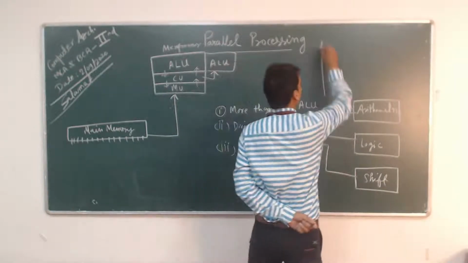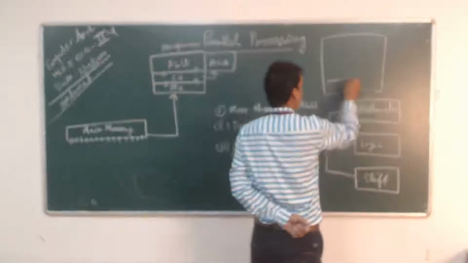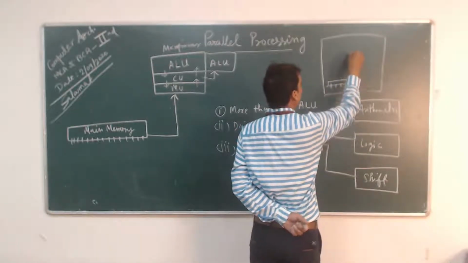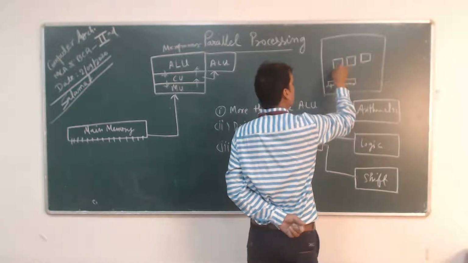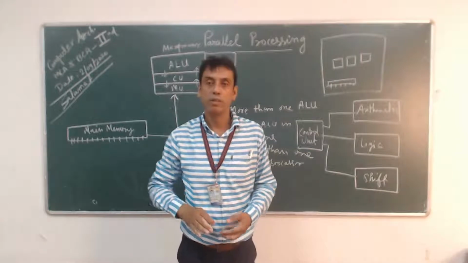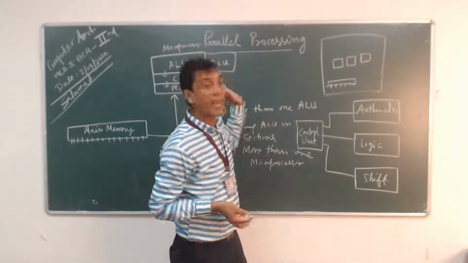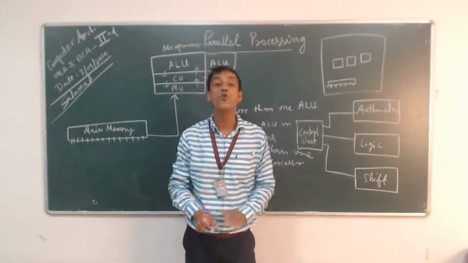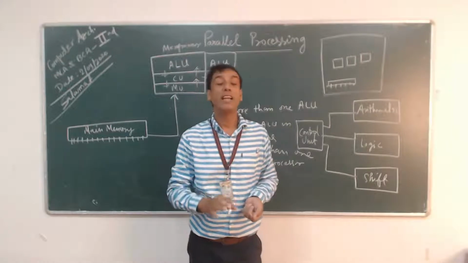This is the motherboard of any computer, suppose. This is RAM, main memory. This is a microprocessor. This is another microprocessor. This is another microprocessor. More than one microprocessors are working together. Every microprocessor has its own MU, memory unit, CU, control unit, ALU, arithmetical and logical unit.